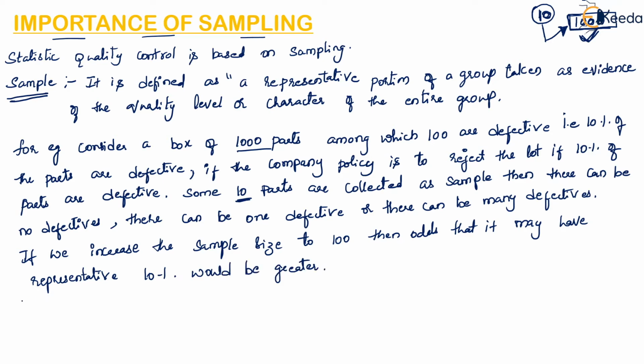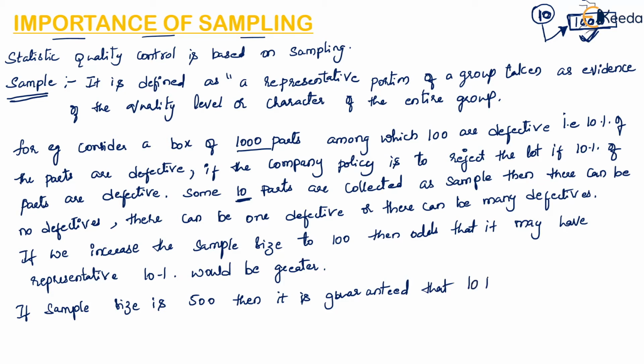So if we collect the sample size as 500, it is almost guaranteed that 10% of the drawn parts would be defective. So if the sample size is 500, then it is almost guaranteed that 10% of the drawn parts would be defective. So we can say that the larger the sample, the closer it comes to being representative of the whole lot.